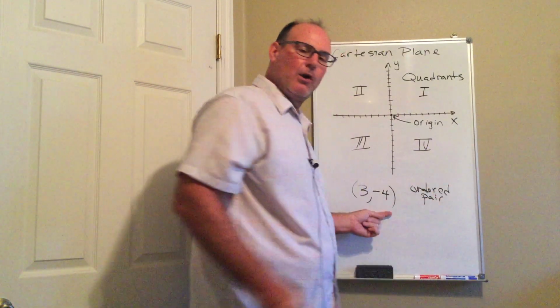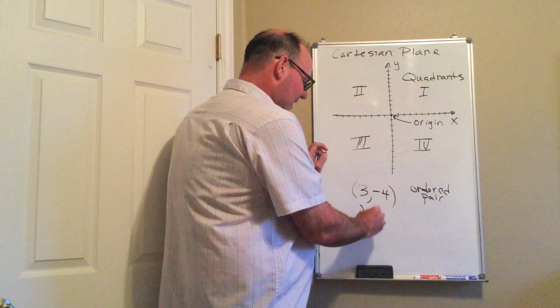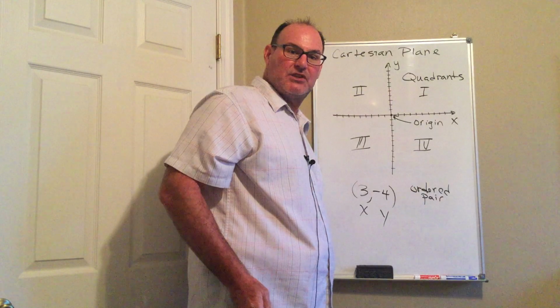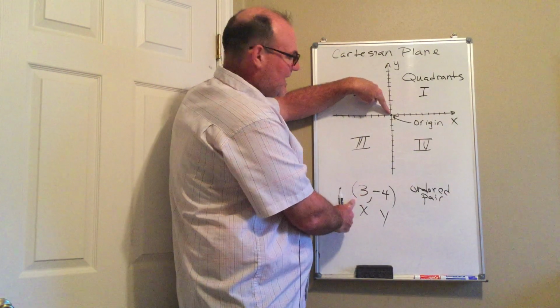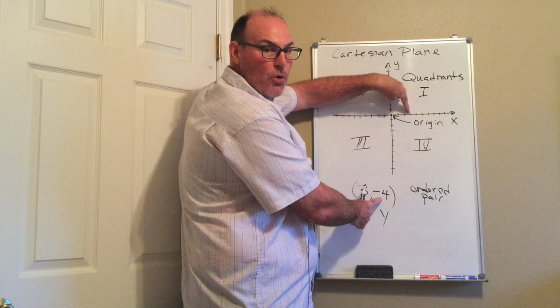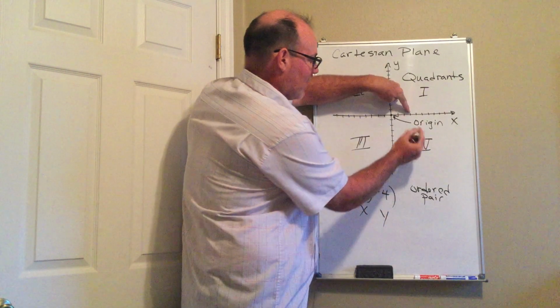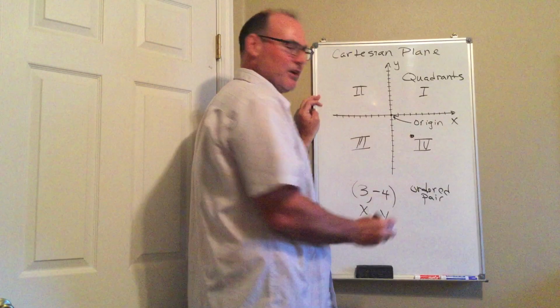The reason they're called ordered pairs is because the order matters. It is always the x-coordinate and the y-coordinate. So this is like a Google map to get to your point. So I'm going to start at the origin, and I'm going to go 3 units in the x direction. So 1, 2, 3. And then from there, I'm going to go -4 units in the y direction, meaning 4 down. So I'm going to go 1, 2, 3, 4. Then I'm going to make a point right there.